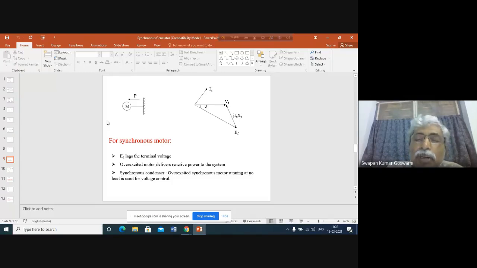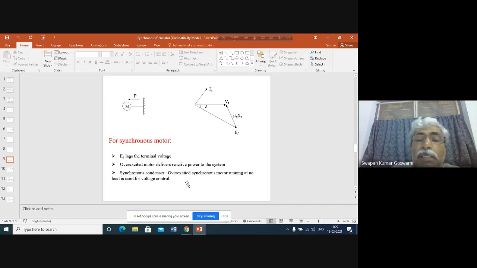So a synchronous motor operating at no load and overexcited condition is called a synchronous condenser, or sometimes a synchronous phase modifier. If we operate the motor in this way, EF obviously will be like the voltage, because this is a motor. An overexcited motor will be delivering reactive power. What is a synchronous condenser? An overexcited synchronous motor running at no load is used for voltage control, particularly when reactive power supply is necessary. This is how the motor may be operated.